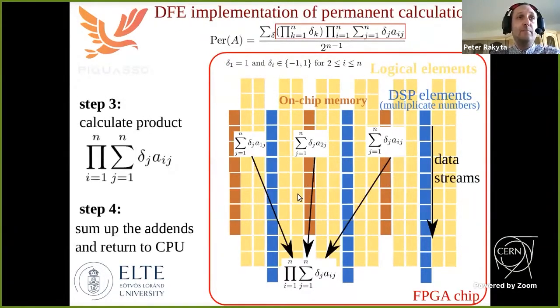In the third step, we need to calculate the product of these calculated sums. And this is the point where these DSP elements come into play. They are used to multiply the numbers, and in step 4 we sum up these addends, and finally we return the result to the CPU.